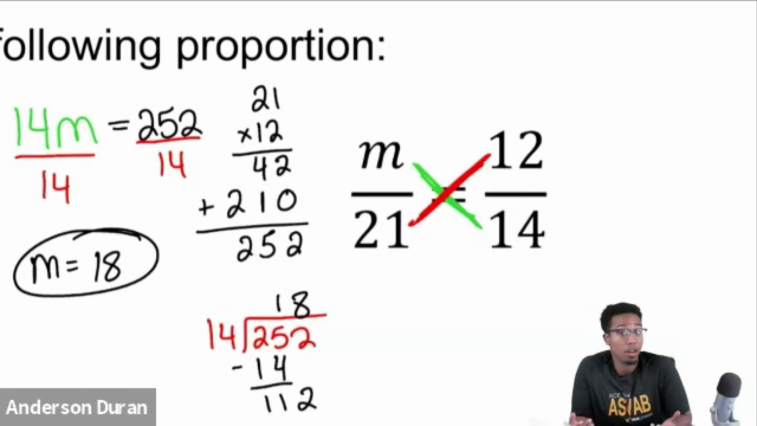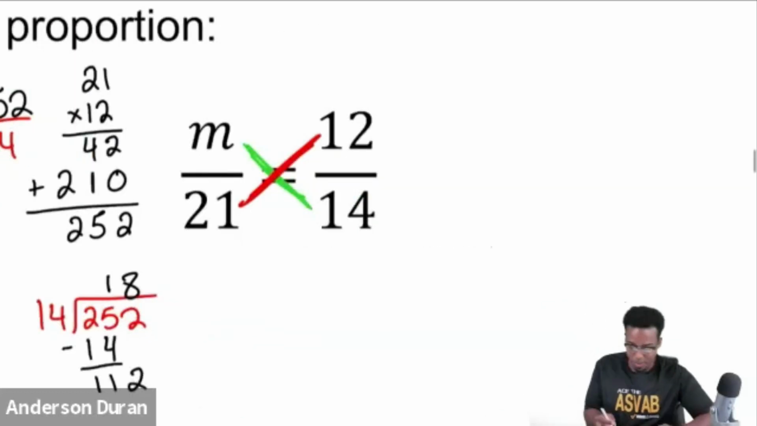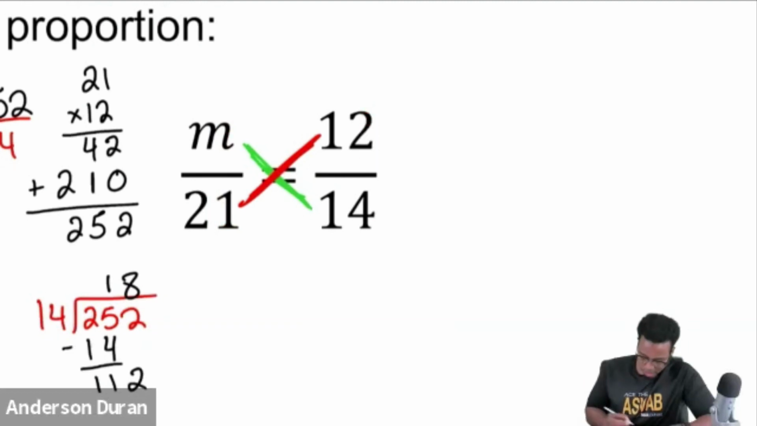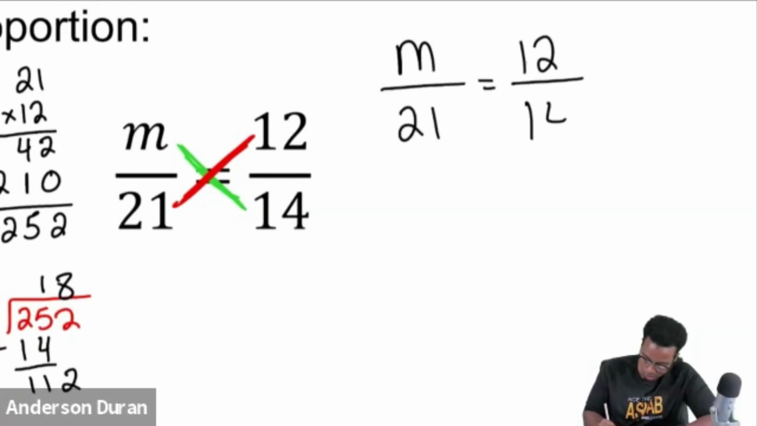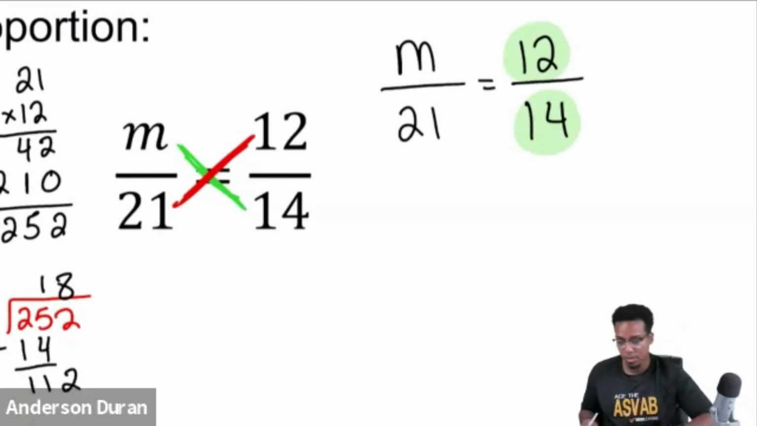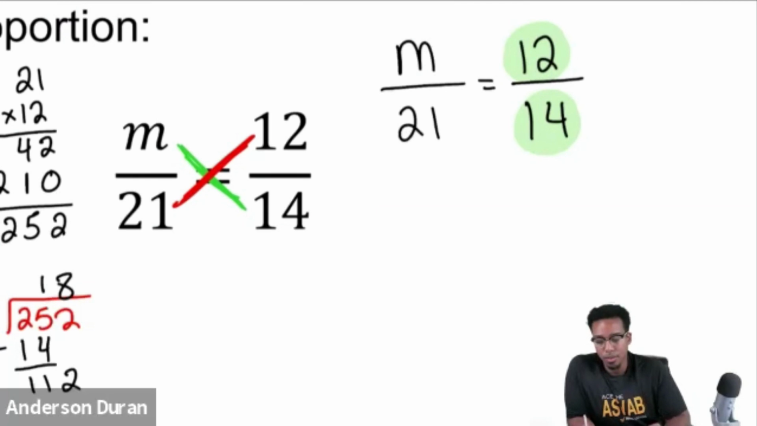And let's figure it out. So let's take a look here, everybody. We got m over 21 equals 12 over 14. Everybody, do you notice anything about the right side of this equation? Type it into the chat box. What do you notice? They're both even.